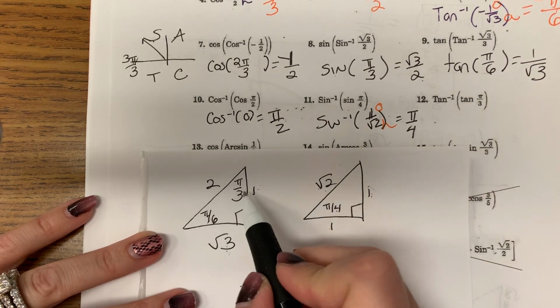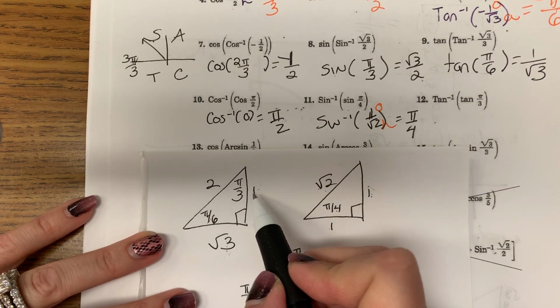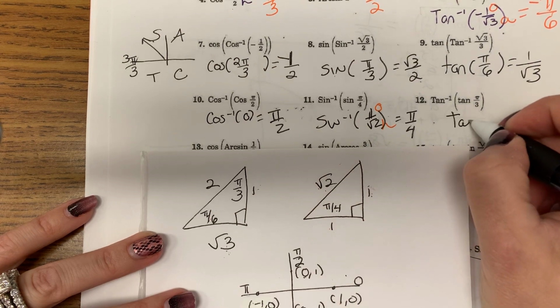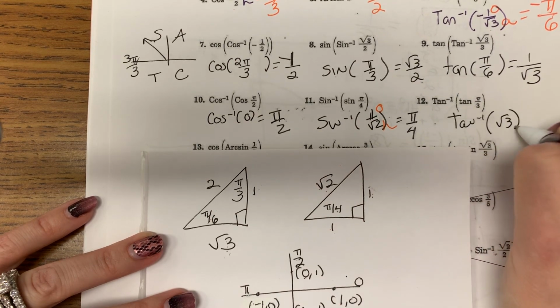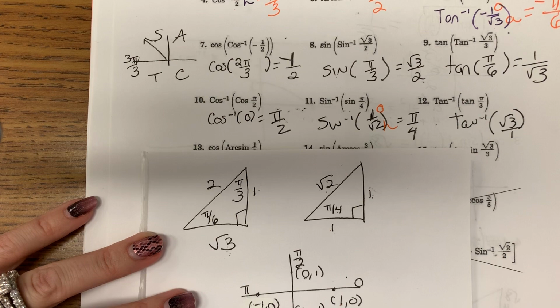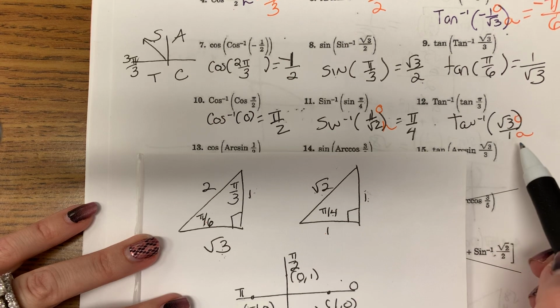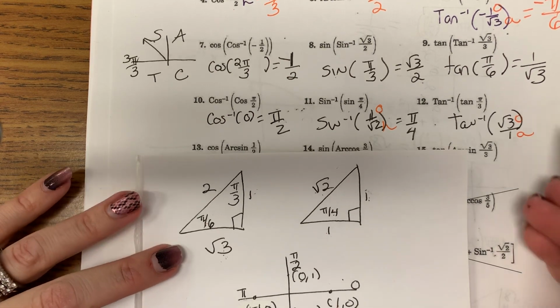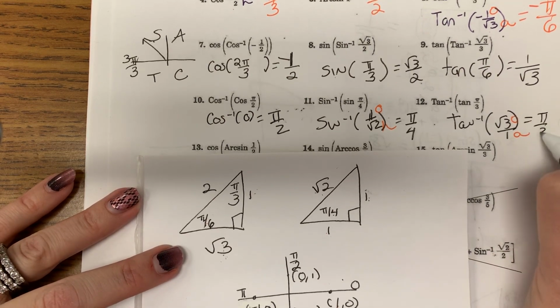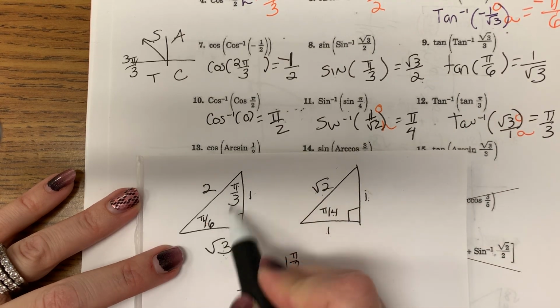Tangent of pi over 3 is opposite over adjacent. So now what angle gives me an opposite of root 3 with an adjacent of 1? Is pi over 3. It's opposite and adjacent.